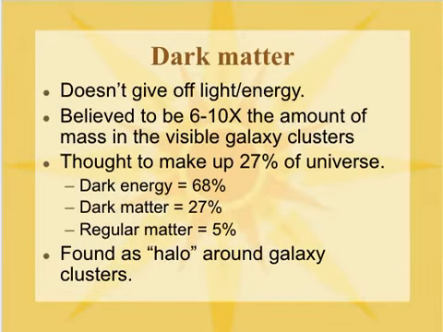So what we do know about dark matter is it doesn't give off light or energy. We think it makes up at least 6 to 10 times the amount of matter or mass that we can see, that is visible, and it should make up about 27% of the universe. The other thing that we then can infer is that there's probably dark energy, which we think makes up about 68% of the universe. So when you go to science class and you study biology and chemistry and earth and space science and physics, you're actually only studying about 5% of the known universe. That's pretty cool.